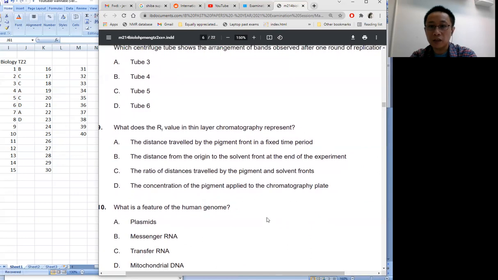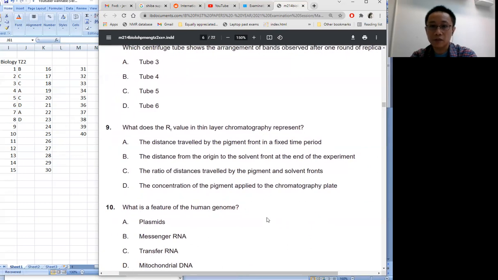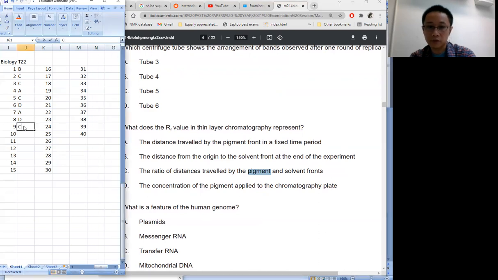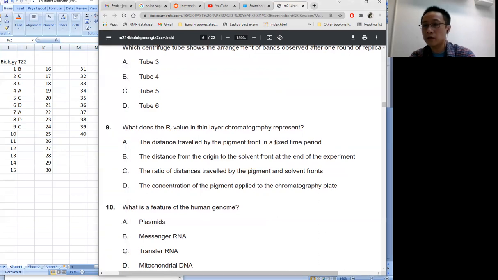Question 9, what does the RF value in thin layer chromatography represent? So a chemistry student probably knows it very well. It has to be a ratio of the distance traveled by the compound of interest versus the distance traveled by the solvent, which is responsible for carrying the spots up the chromatography paper against gravity.